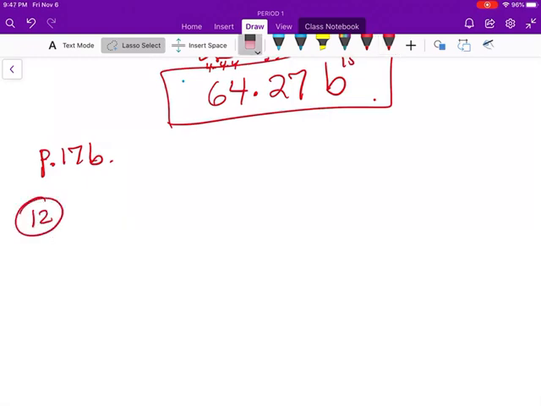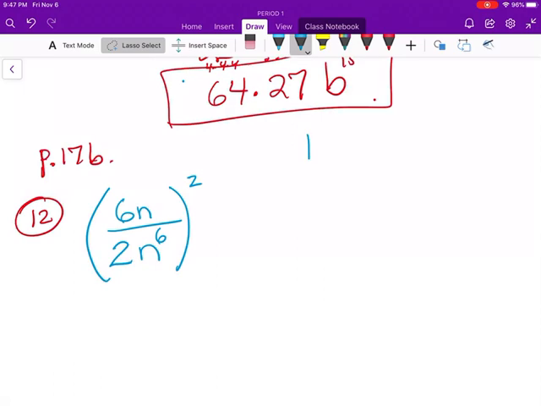Okay? Question number 12 says, in parentheses, 6 times n over 2 n to the power of 6 and that to the power of 2. One more time. Power to power, what do we do?